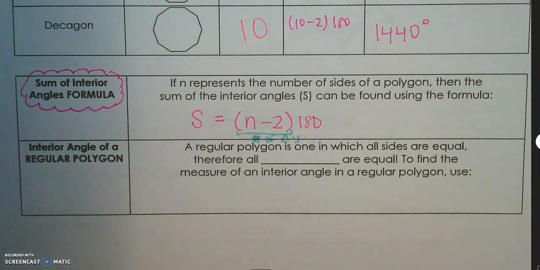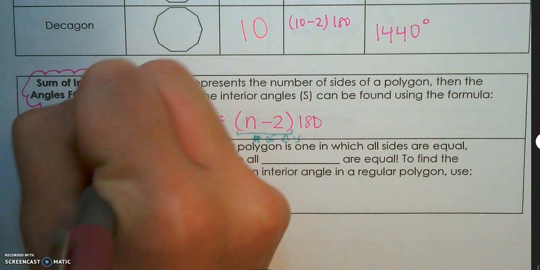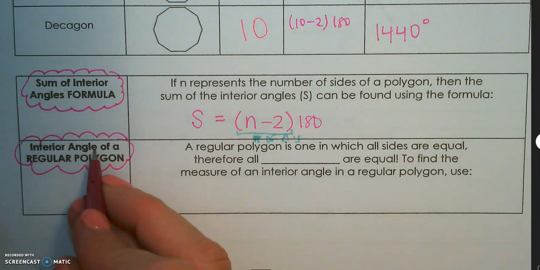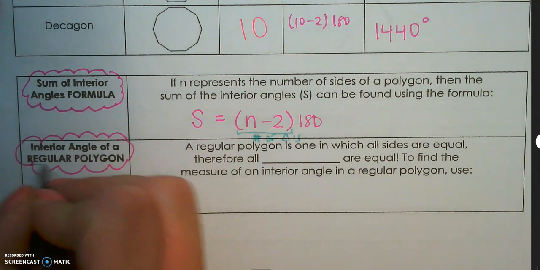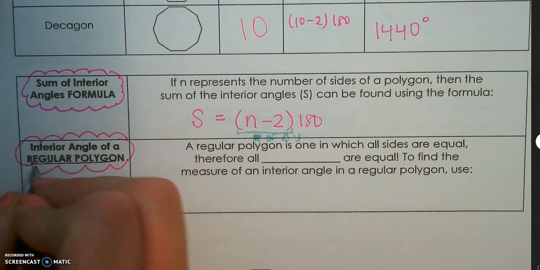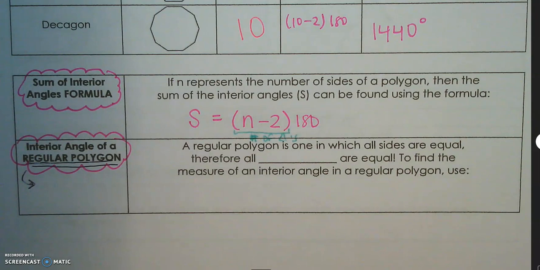Okay, the next formula that we're going to look at is the interior angle. Notice that's not plural, it's just the interior angle of a regular polygon. Now, if we want to talk about the definition of a regular polygon, let's just go ahead and write that down below. A regular polygon is a polygon where all sides and all angles are congruent.